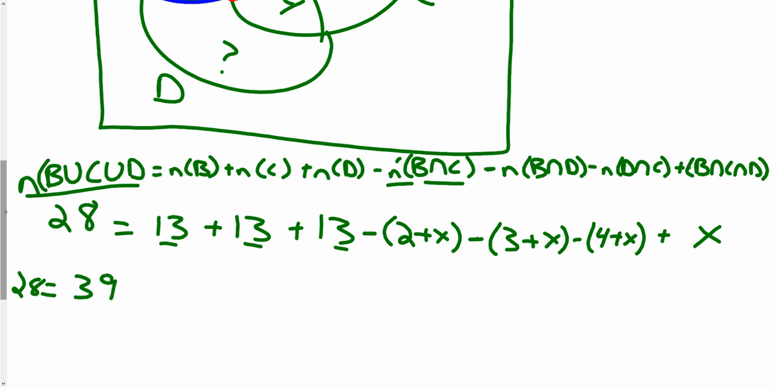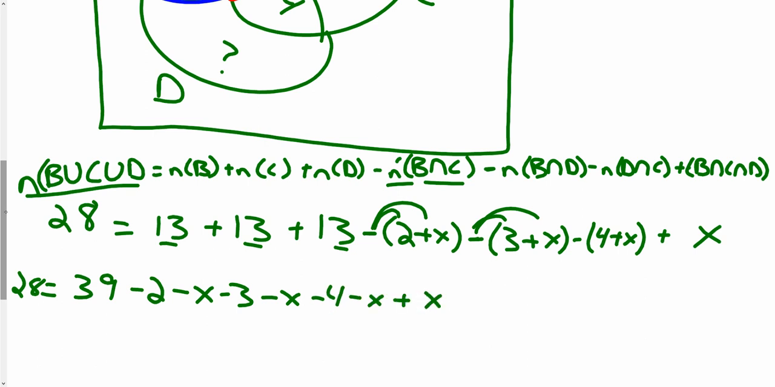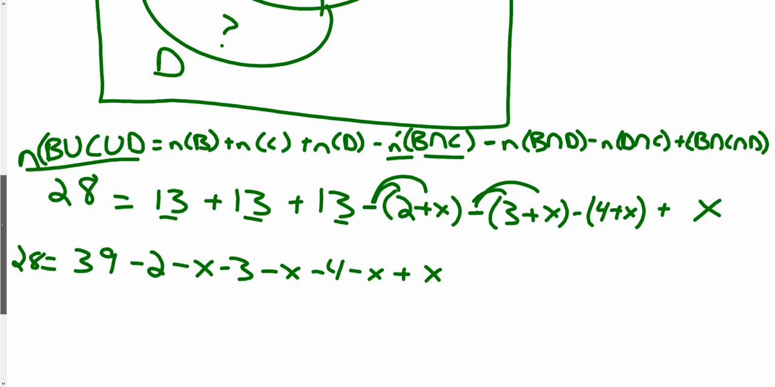Now, with this negative sign outside the bracket, what you've got to do is distribute it to both. So that's going to make that negative 2, take away x. Same here. Negative 3, take away x. Negative 4, take away x. Plus x. Okay. When you're solving for x with this equation, it always kind of works out the same, that you're going to have extra x's left over, which is cool, so don't worry about that.